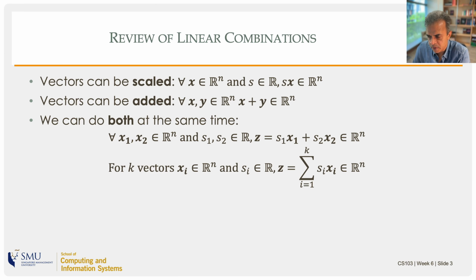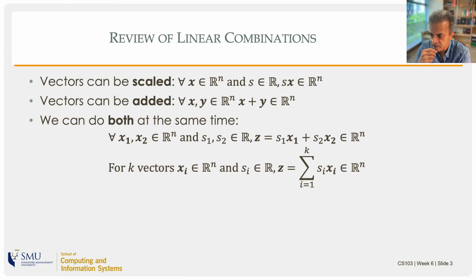Let me give you a bit more complicated one. So instead of taking just one pair of vectors in Rn, suppose you take k vectors. K can be anything more than 0 really. K vectors of the kind xi in Rn and k scalars of the kind si in R. Then z, which is a sum with i, the index running from 1 to k, of si xi, that linear combination also will be in Rn, meaning that complicated linear combination also is a member of Rn.